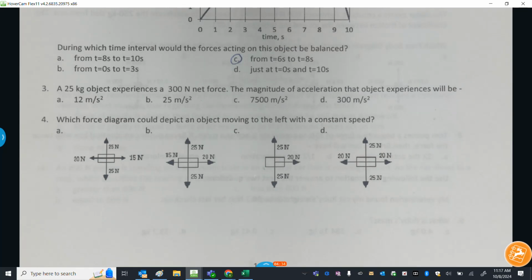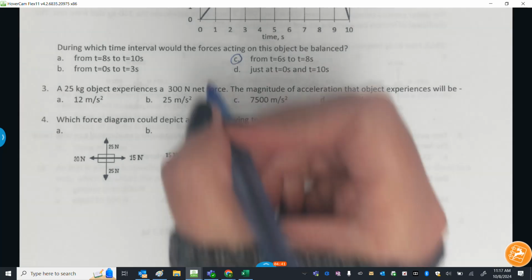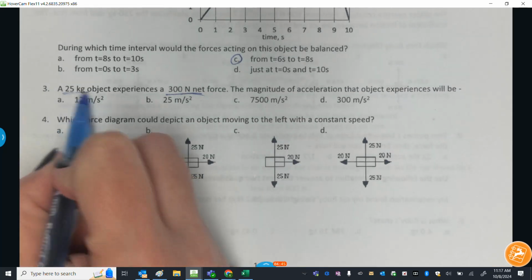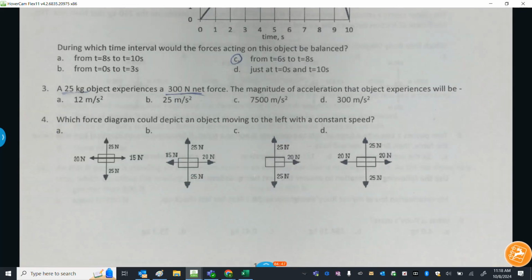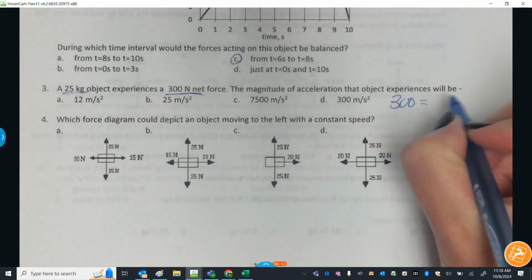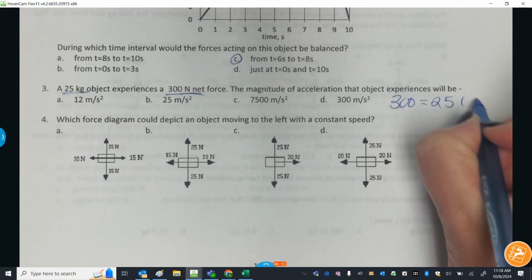This is a really straightforward calculation. Okay, it is simply F net equals MA, and you have in the question your net force is right there, and you have your mass right there. And so if you are substituting this in to F net equals MA, it becomes 300 equals 25 times A.